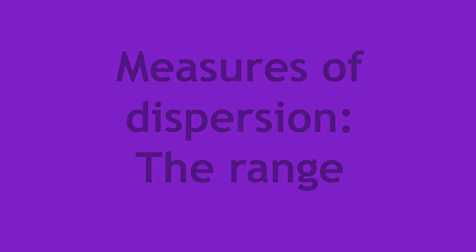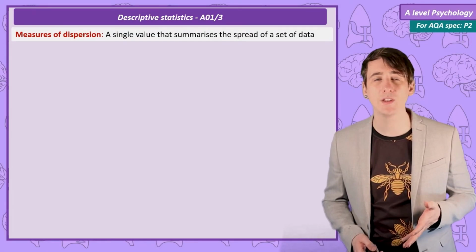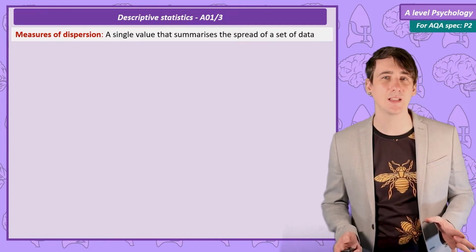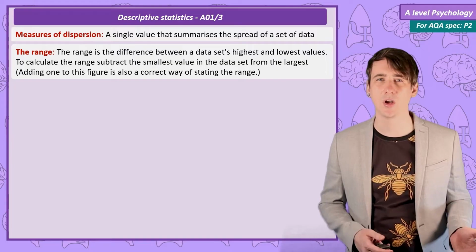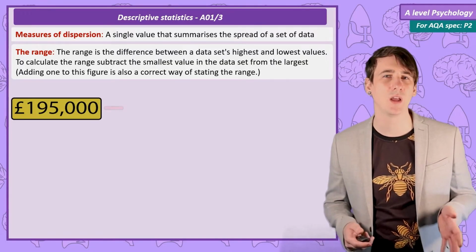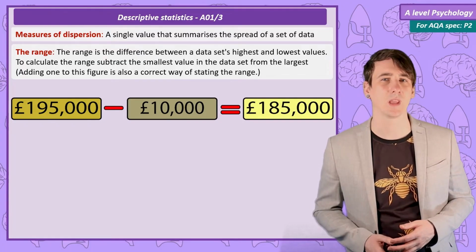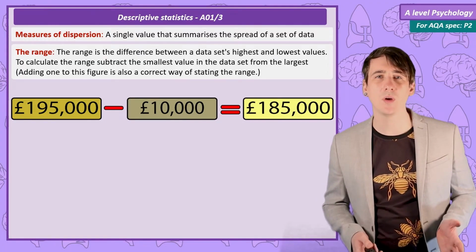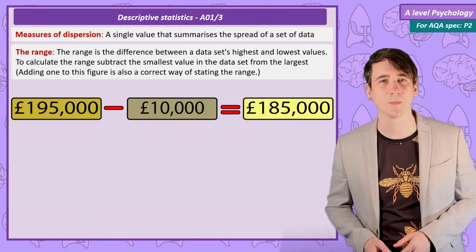The range. As measures of dispersion are about the spread of a set of data, the range may be the first you think of. It's easy to calculate. You just take the smallest value from the largest to get the range. Using our example, 195,000 minus 10,000 gives a range of 185,000. Some of you may have been told to add 1 when working out the range. That's fine. It's also an acceptable way of stating the range.